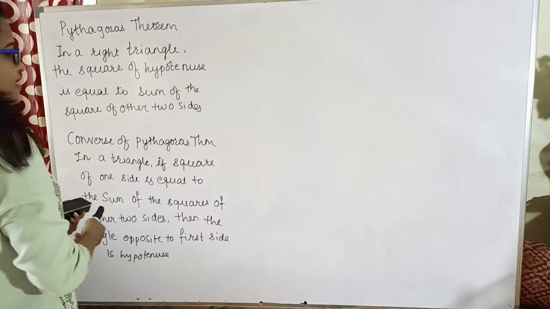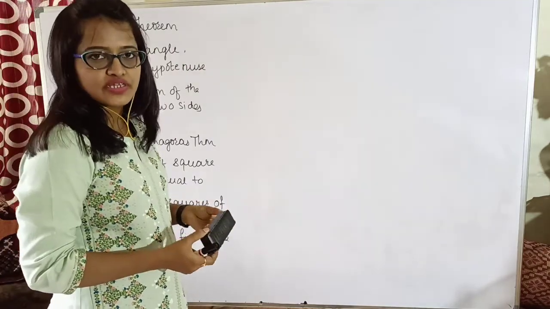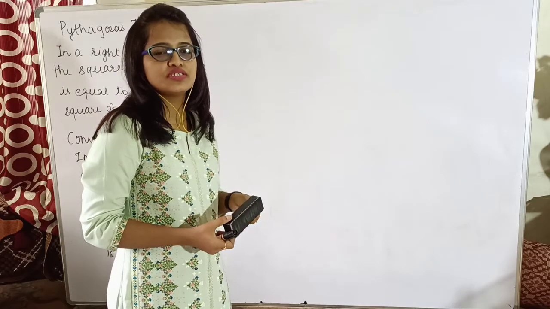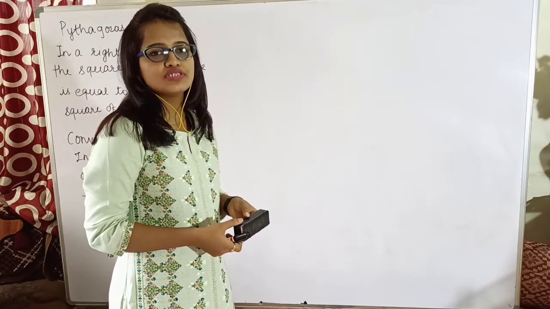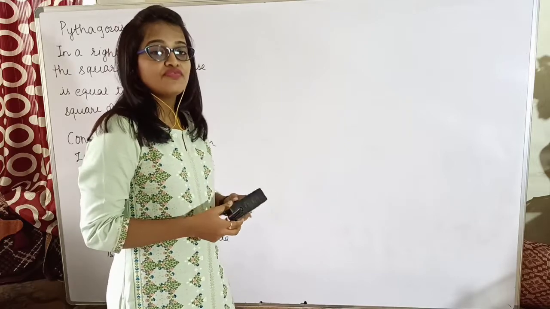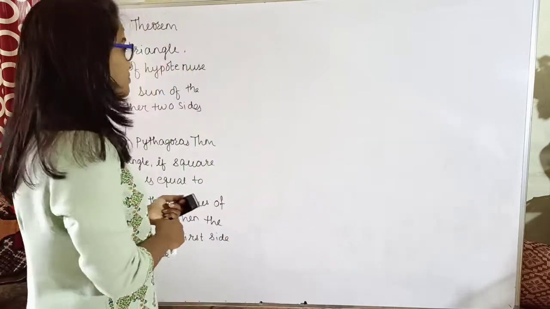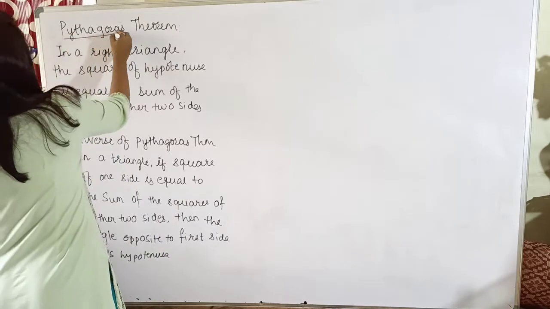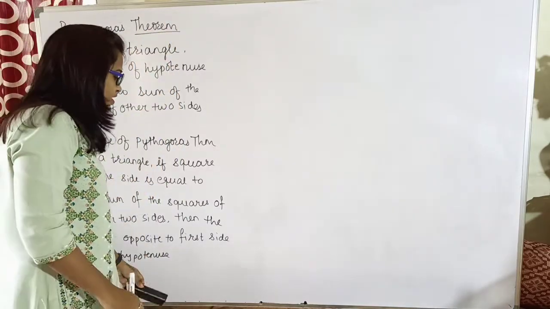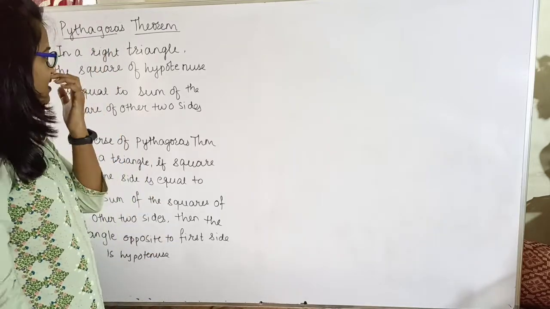Now let us see the Pythagoras theorem. As we already know, the Pythagoras theorem says the square of the hypotenuse is equal to the sum of the squares of the other two sides, right? But we have to prove this theorem by considering the similarity of triangles. Even though we know it, let us see how we can prove it.